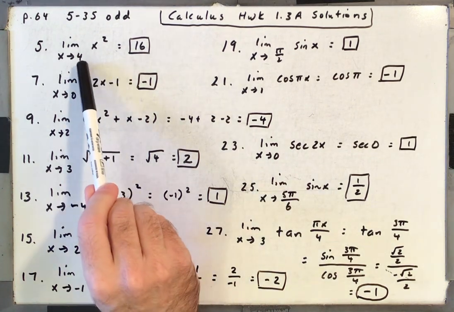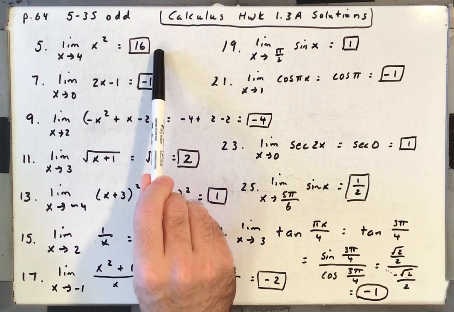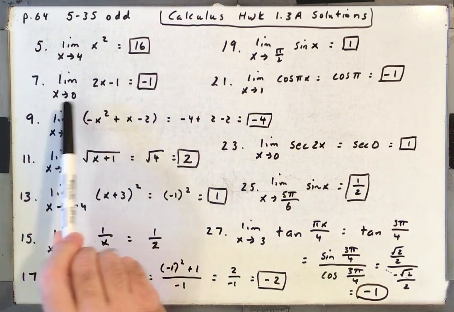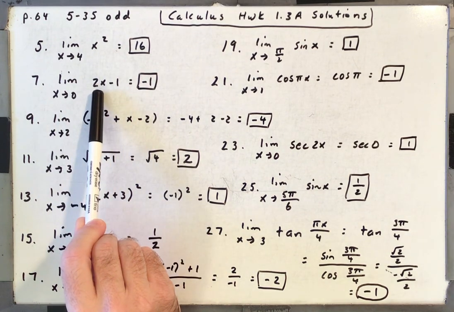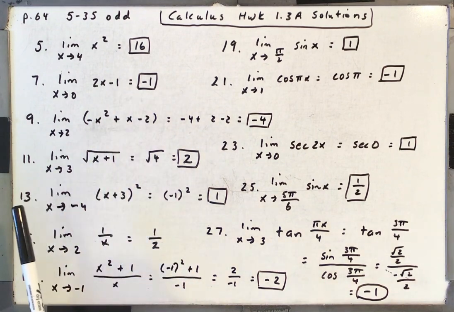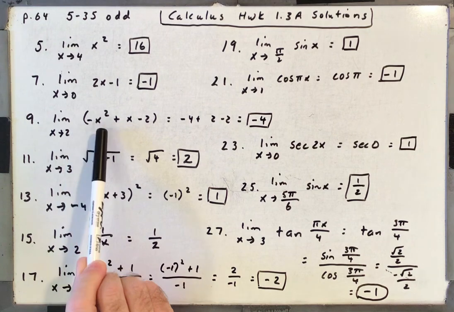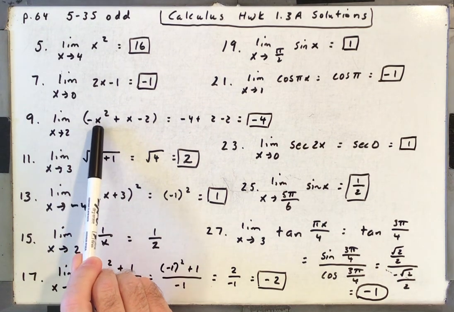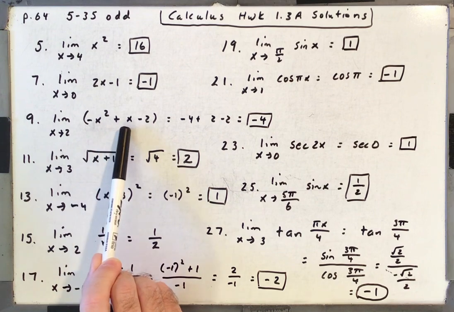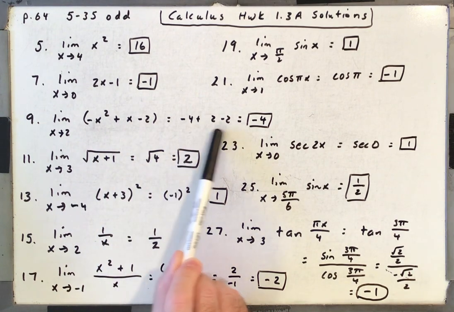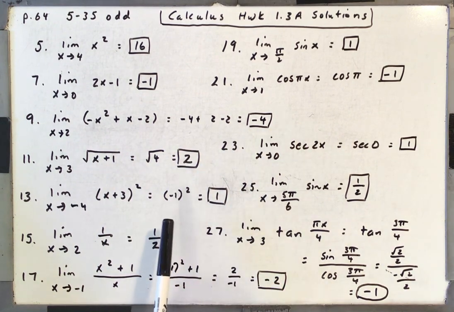So number 5, we're just going to plug in 4 to x squared and get 16. Number 7, we plug in 0 for x, so you'd have 0 minus 1, negative 1. Number 9, we're going to plug in 2. Be careful of that negative sign there, so that'd be 2 squared is 4. Negative 4 plus 2 minus 2 would be negative 4.